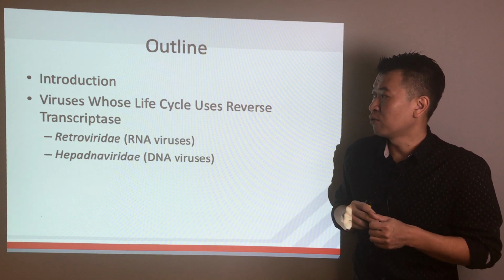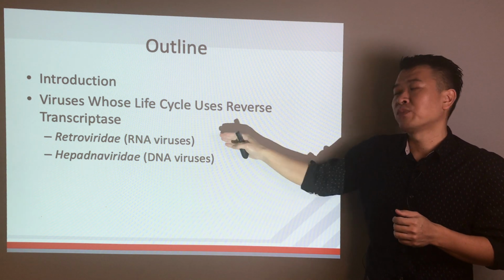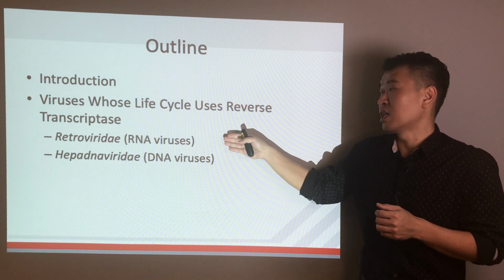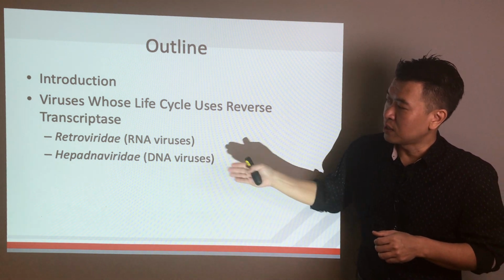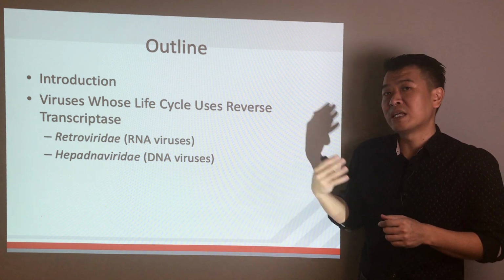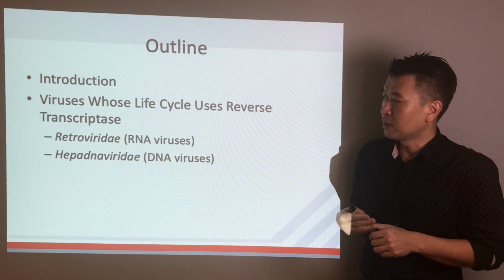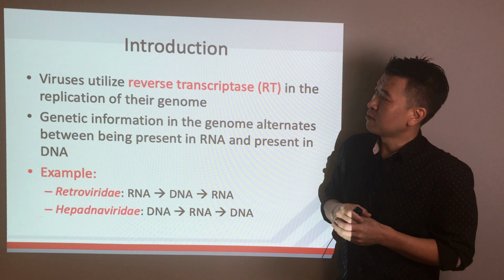One is Retroviridae, which is an RNA virus, and this is the family where HIV is being classified. Then we use the second example, which is Hepadnaviridae. It's a DNA virus, and this is where the hepatitis B virus is being classified. So let's start with our introductions.